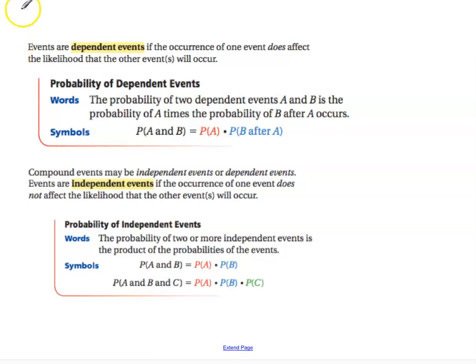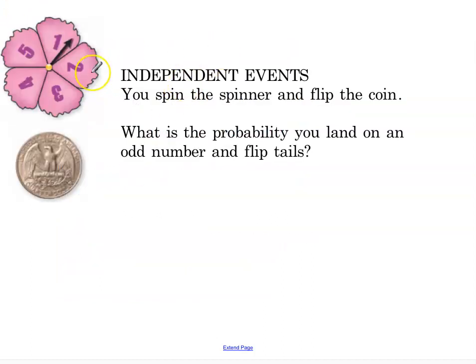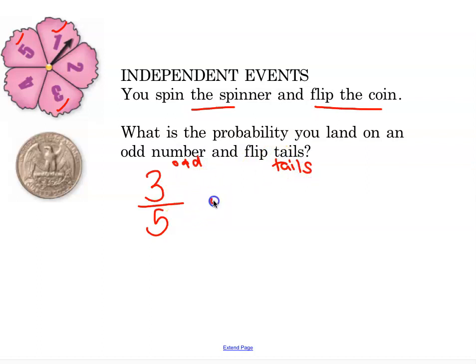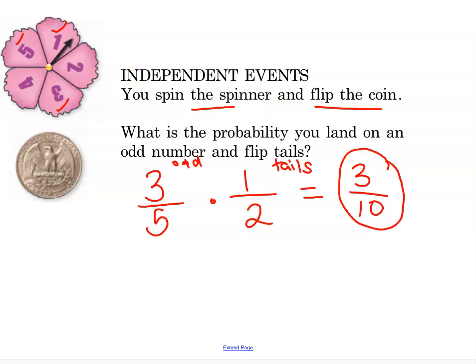Okay, you'll see a few of these examples. So this is an independent event. The outcome of the spinner has no effect on the coin. So you are spinning the spinner and you flip the coin. We want to know the probability you land on an odd number and flip tails. So we take the probability of an odd first, and 1, 3, and 5 are odd, so that is 3/5. That's the probability of the odd. And then we need the probability of tails. So we look at the coin and the probability of tails is 1/2. We multiply them together and the probability of landing on odd and flipping tails is 3/10. The outcome of the spinner has no effect on the coin.